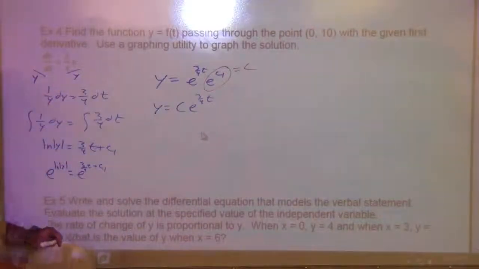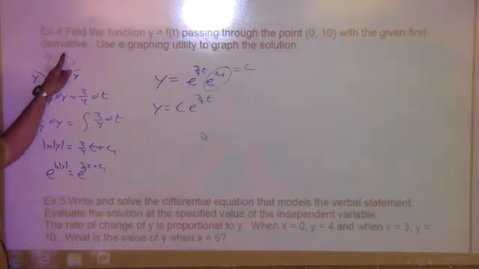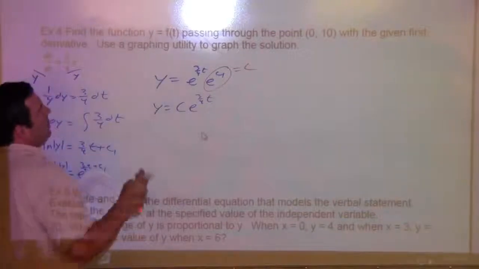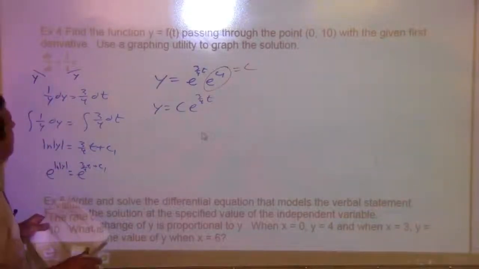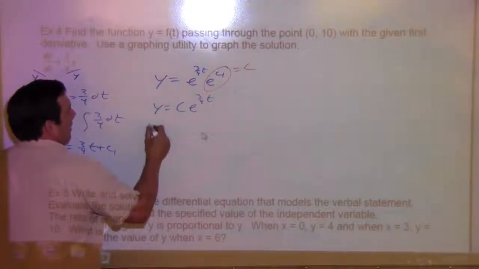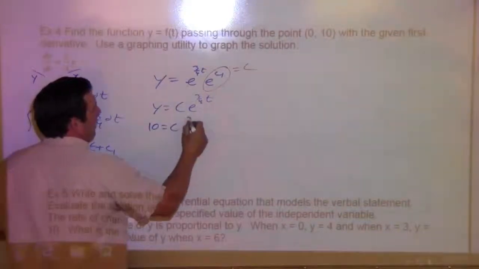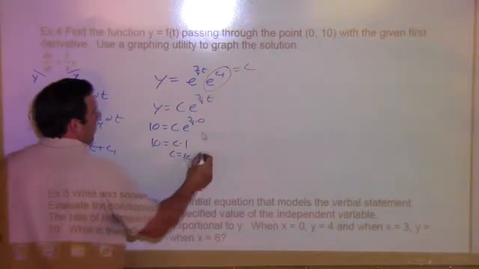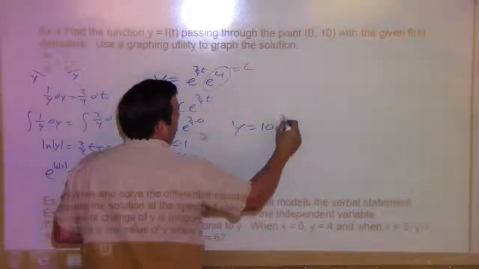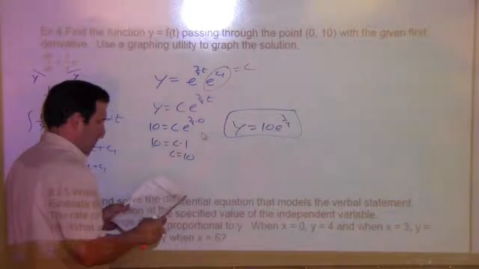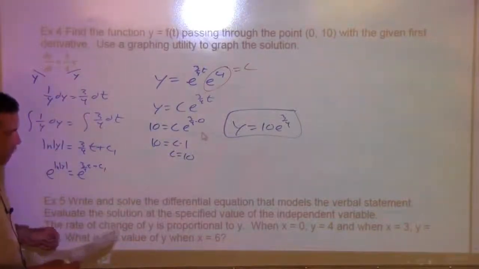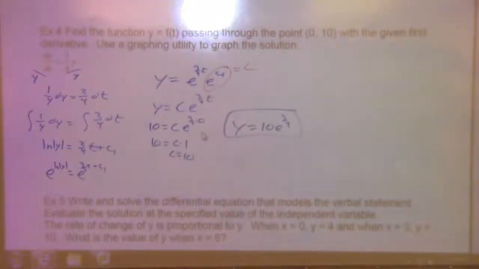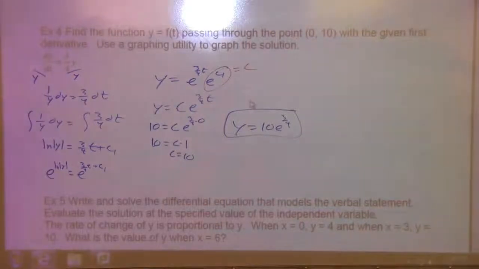And that's how we get to that one formula when the derivative is directly proportional to the original value y. Now it tells us passing through the point (0, 10). So that means 10 equals c e to the 3/4 times 0, where 10 equals c times 1. C must be 10. So y equals 10 e to the 3/4 t. Okay, that was fun. I'm going to go on now to example 5.